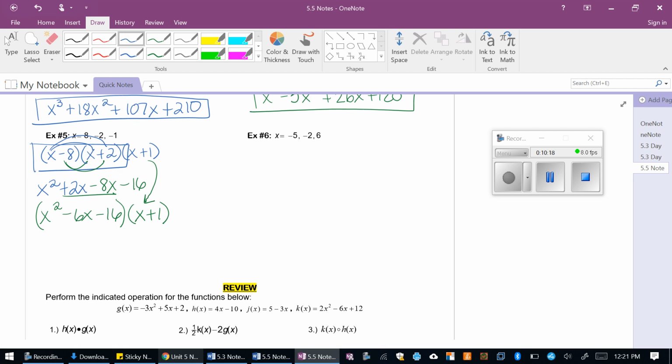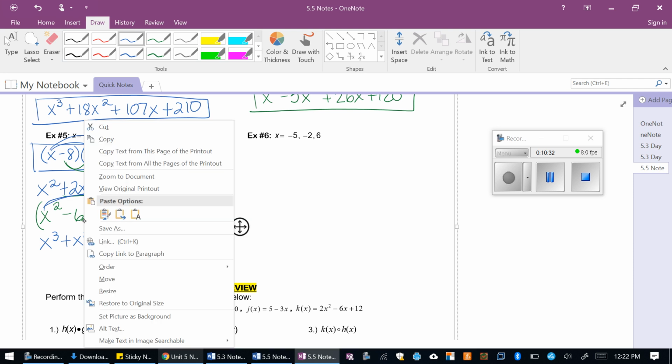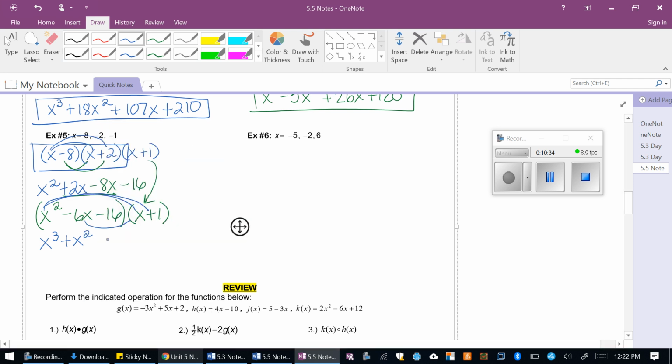And now we just got to multiply this out. So x to the second times x is x to the third. X to the second times 1 is x squared. Then we're going to distribute negative 6x. Negative 6x times x is negative 6x squared. Negative 6x times 1 is negative 6x. And then finally we'll distribute the negative 16. Negative 16 times x is negative 16x. Negative 16 times 1 is negative 16.